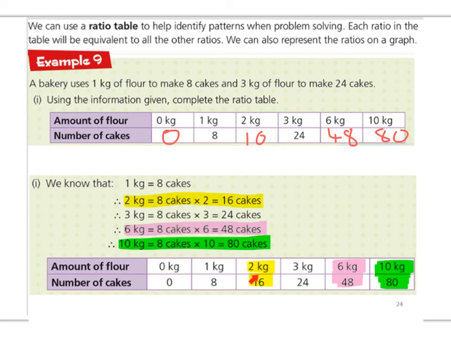So this is just showing the filled in table and showing where the numbers came from. So 2 kilograms gives us 16 cakes because 8 times 2 is 16. 6 kilograms gives us 48 cakes because 8 times 6 is 48. And 10 kilograms gives us 80 cakes because 8 times 10 gives us 80.